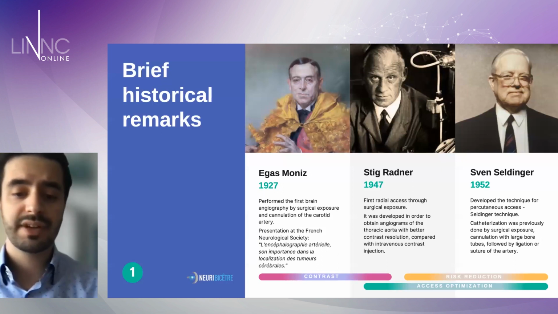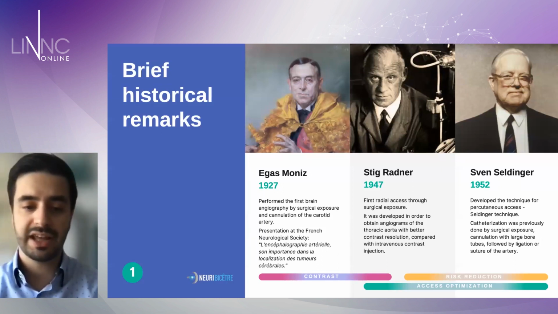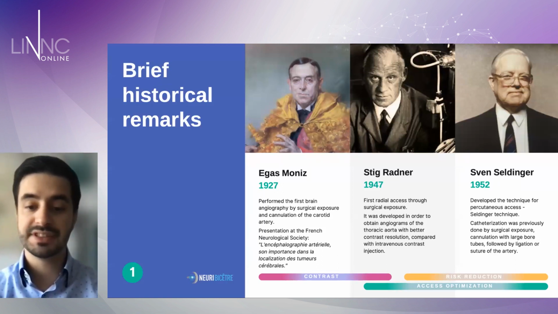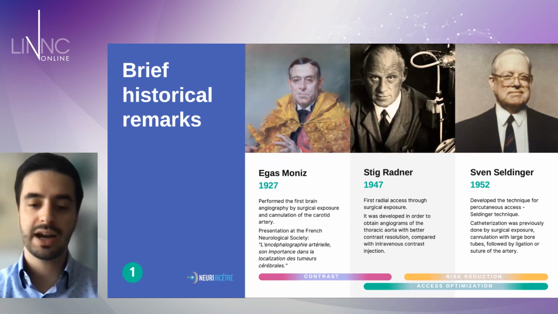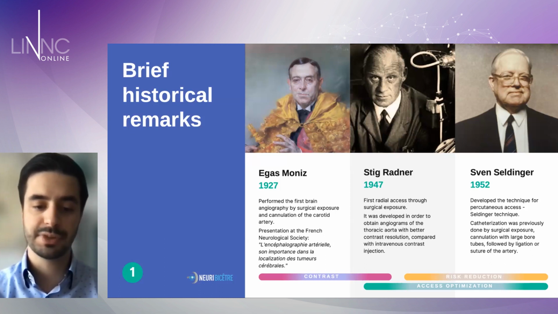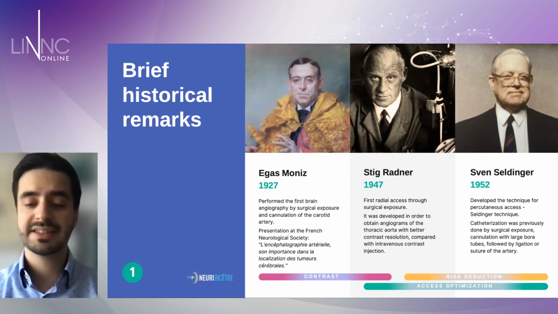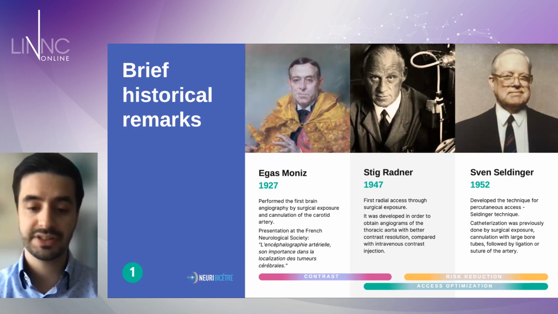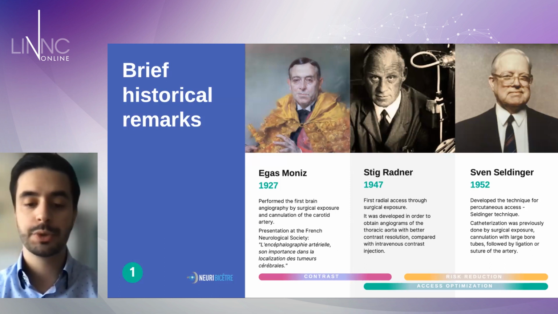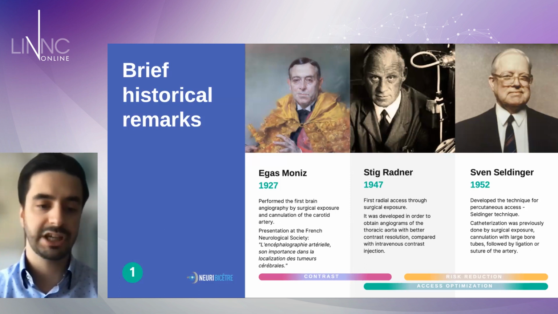The history of neurovascular imaging has its first steps with Egas Muniz, a well-known Portuguese physician who performed the first brain angiography. Back then, the main goal was to have enough contrast inside the brain arteries to show their anatomical displacement by brain tumors. And the first angiographies were done by surgically exposing the carotid arteries, followed by puncture with large bore needles, a procedure which was too risky and with several complications.